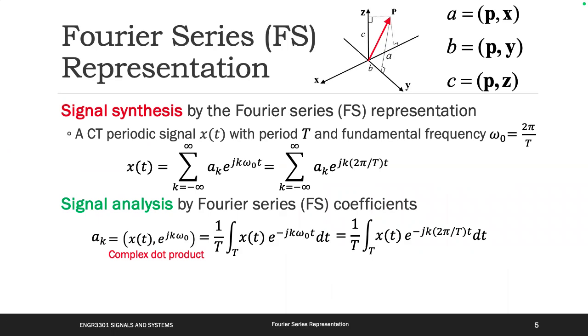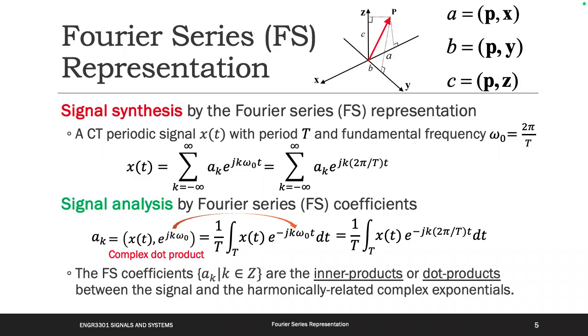Okay, and then we can easily write this one as this one, because we replace ω₀ with 2π over T. There is one thing you need to notice. When you calculate it, this is e^(jkω₀t), right? But here, this is e^(-jkω₀t). You need to add a negative here. Did you notice the difference? That's the complex dot product, the definition. You need to check that. So when you calculate, you need to pay attention to this one.